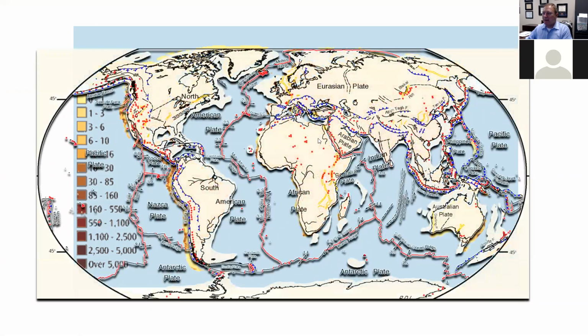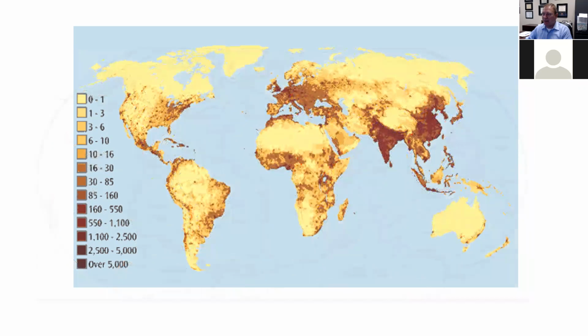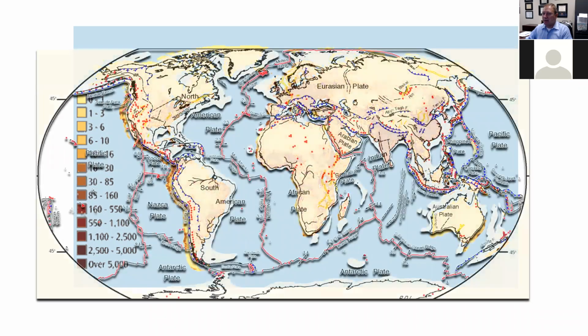Your most populated countries in the world, China is the largest, I think about 1.5 billion people. India is the second largest, about 1.3 billion people. And again, just understand the amount of plate activity that takes place in India and China is substantial. And therefore, when they have earthquakes, they have substantial injury and loss of life. Again, that's where the population is, and that's where the plates are.